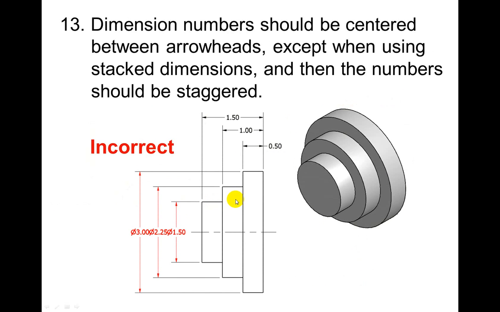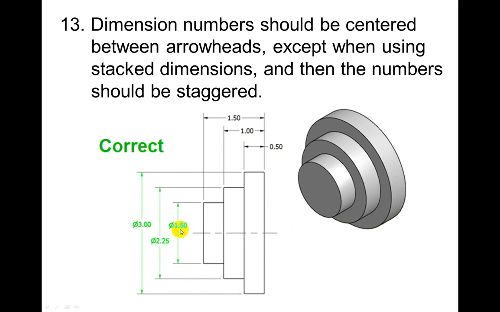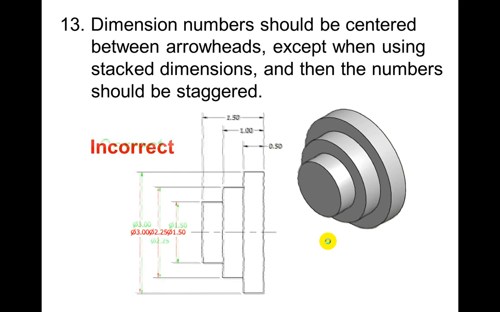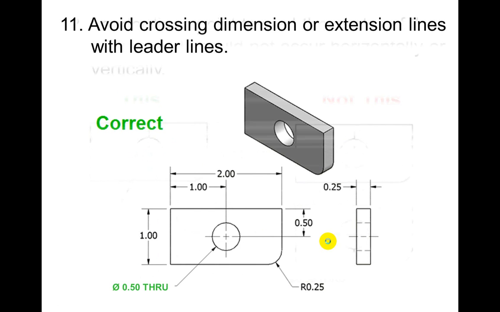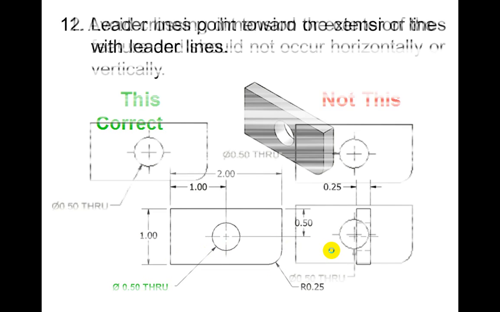All right, so dimension numbers should be centered between arrowheads, except when using stacked dimensions. And then the numbers should be staggered, because it's very difficult to read this compared to the correct way where they have staggered them, and you can read it a little bit easier. Notice that these are diameters because they're circles. And then earlier, whenever we looked at the radius here, notice this is a radius because it's an arc, and that's why it's dimensioned with the R. The circle with a line through it indicates the diameter. And this through tells me it goes all the way through.